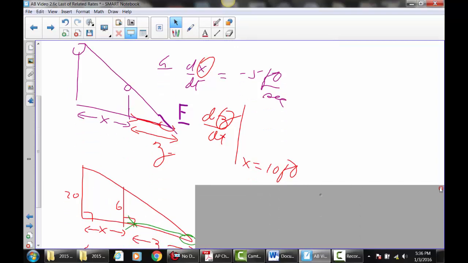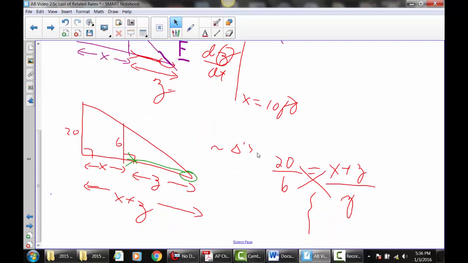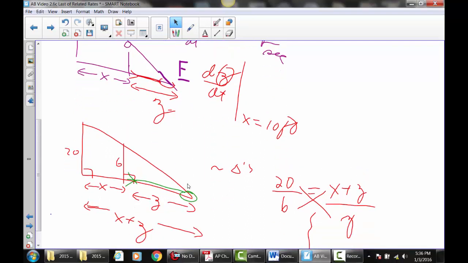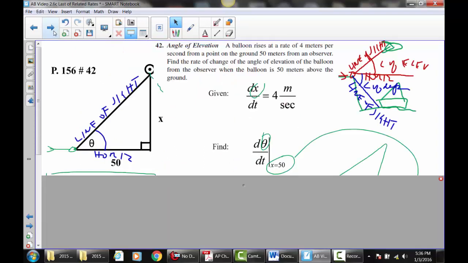Now, whether it's 10 feet away doesn't really matter, because it's going to set up the same thing. This time it's going to be 20 over 6 equals x plus z over z. And then you'll do the same thing, cross product, simplify, take d dt of each side.